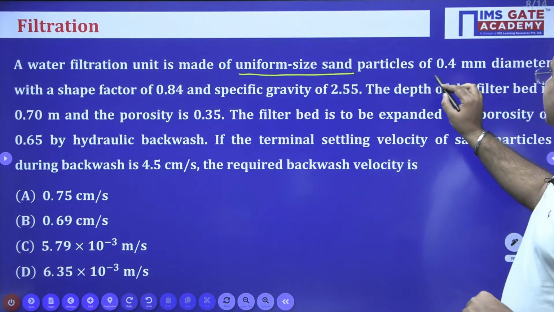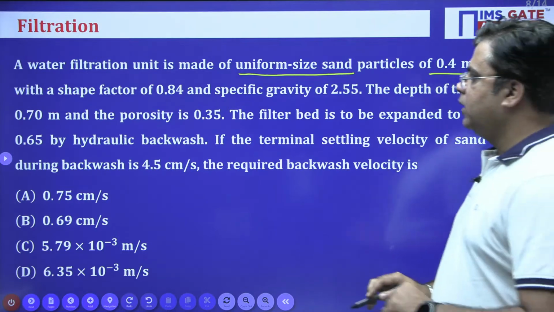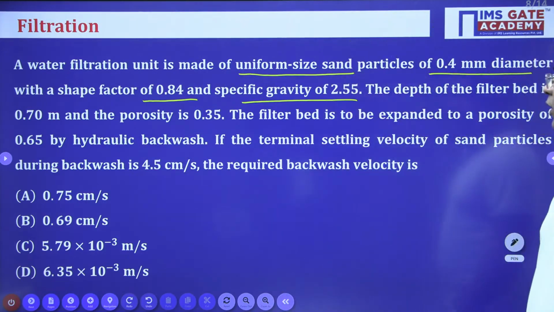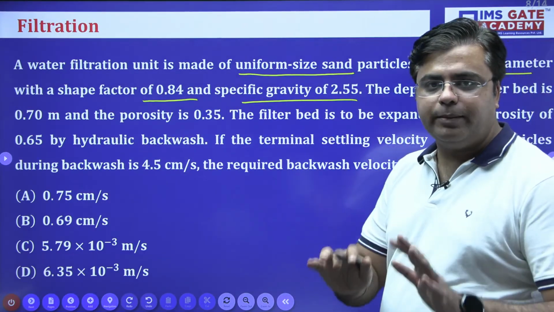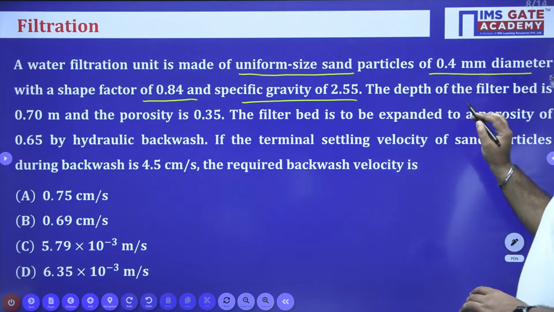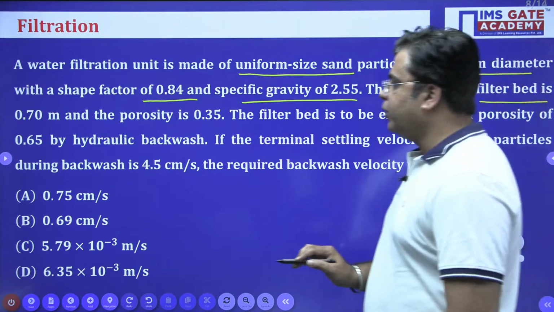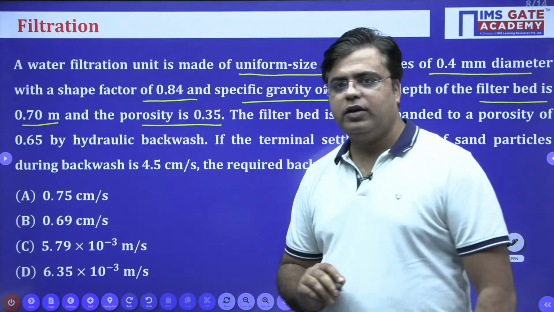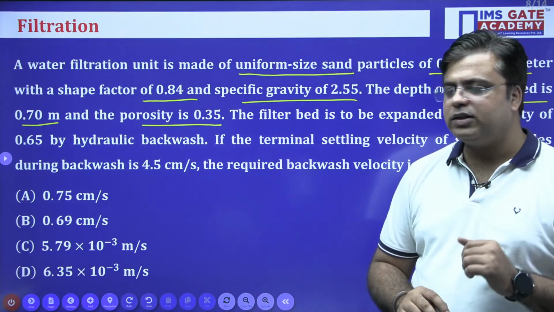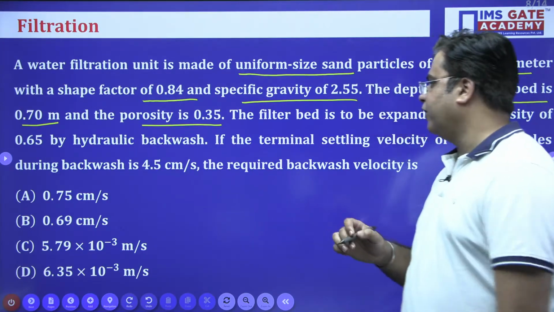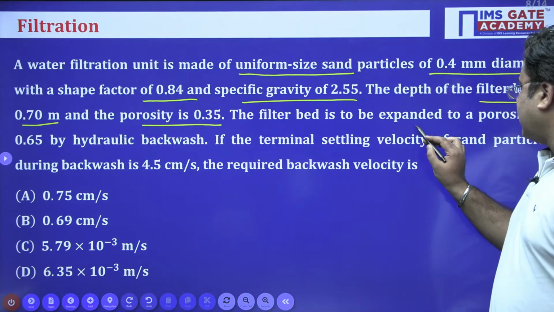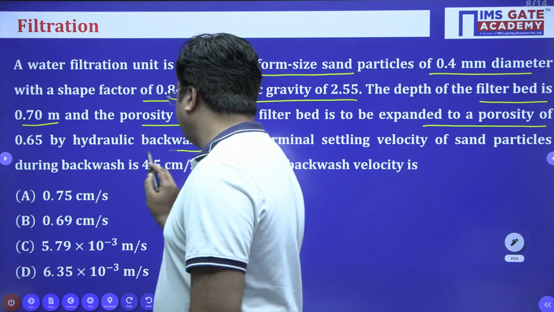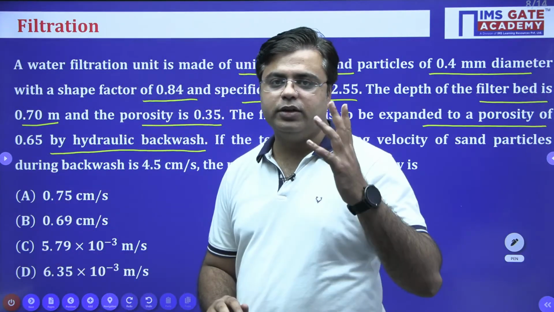Next is particles of 0.4 mm diameter with shape factor of 0.84 and specific gravity of 2.55. So this is the detail given to you about the filter medium that they are using. Next, the depth of the filter bed is 0.7 meters and porosity of this filter bed is 0.35. The filter bed is to be expanded to a porosity of 0.65 by hydraulic backwashing.